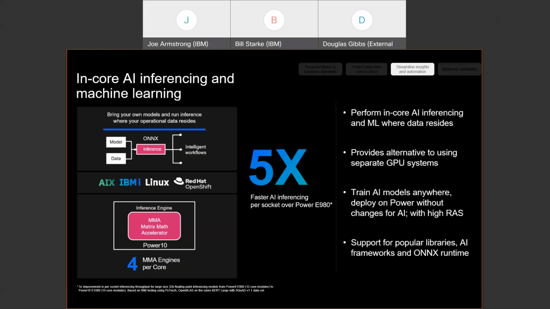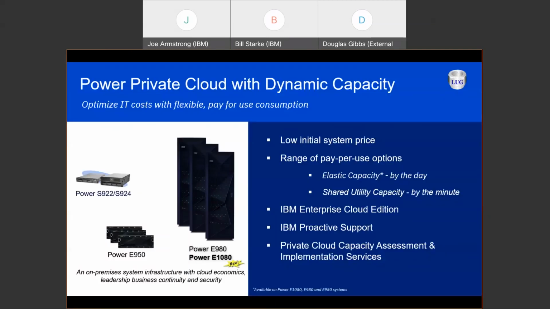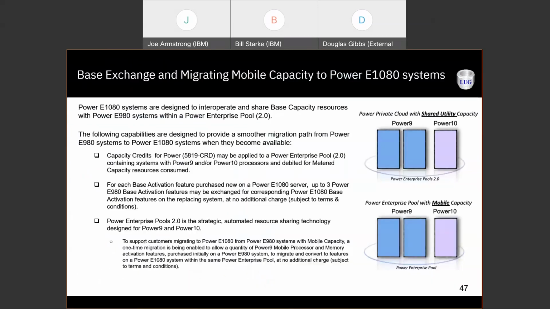And just to kind of wrap this up, I talked about enterprise pools a little bit. You can run the 980 and the 1080 in the same pool. So previously you could only have the E980s in a pool. Now you can put the 1080 in that same pool. If you have capacity credits, they can be used in that pool. So whatever capacity credits you've purchased for the Power9 will work on the Power10 system as well.